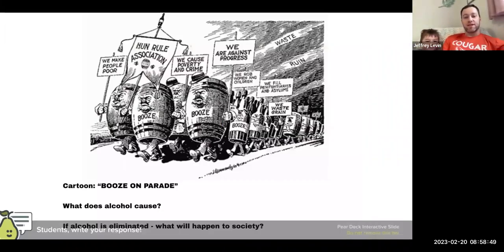All right, so let's start with this. We see this cartoon. We talked about this before the break. The word Hun always refers to German. So I want you to think, what is alcohol? What is this cartoon arguing that alcohol causes? And of course, if alcohol is eliminated, what might happen to society? Or really, if this is by people who are in favor of prohibition, what is the argument they are making about why prohibition, why getting rid of alcohol is necessary? Right? Especially given that we're talking about the World War I time period. I want you to think about that. I'll post these slides. You guys can sort of keep going with it.